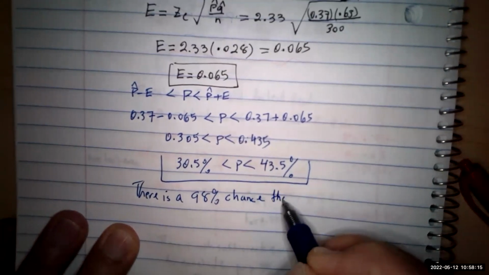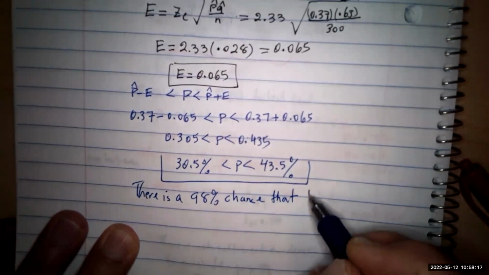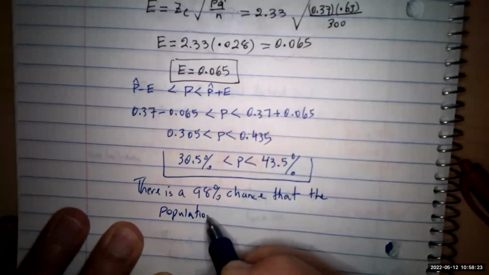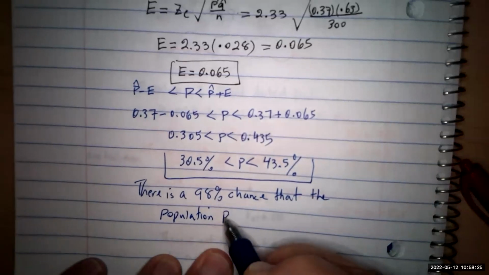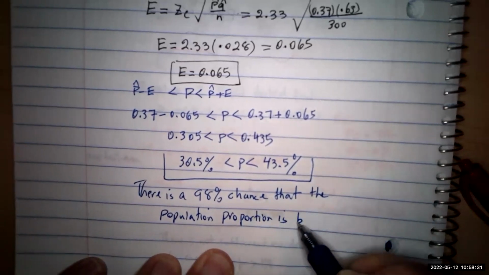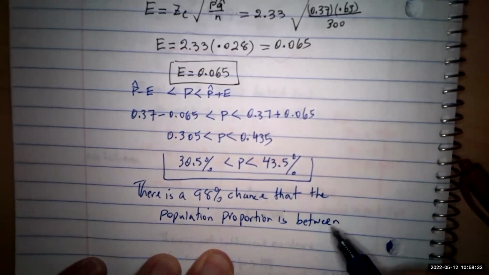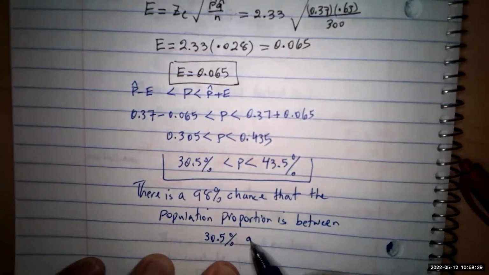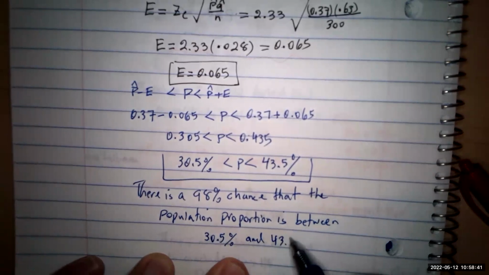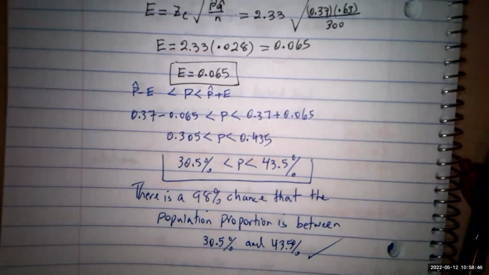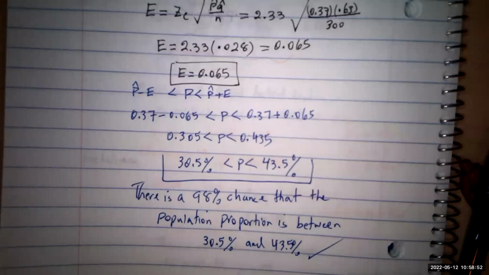You have to make a comment that the population proportion is going to be between these two numbers, between 30.5% and 43.5%. Okay, so it's not going to be a complicated case. Confidence interval for the proportion.